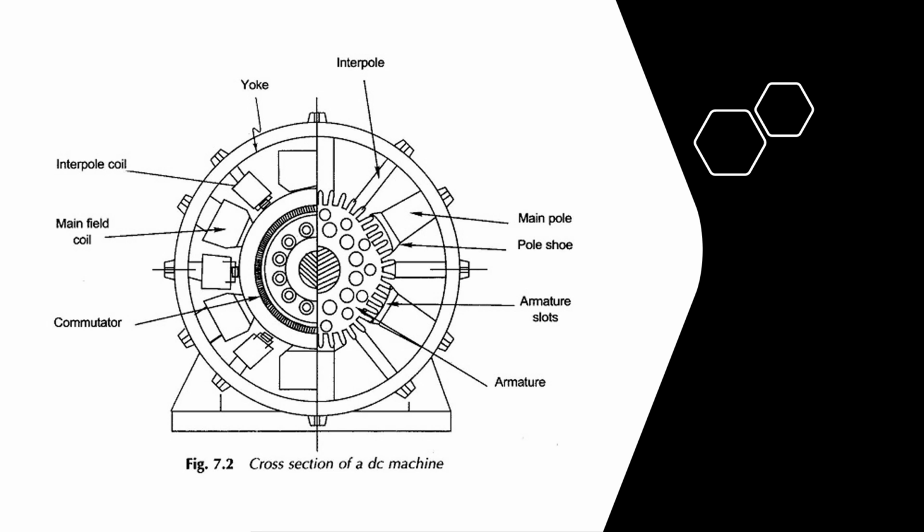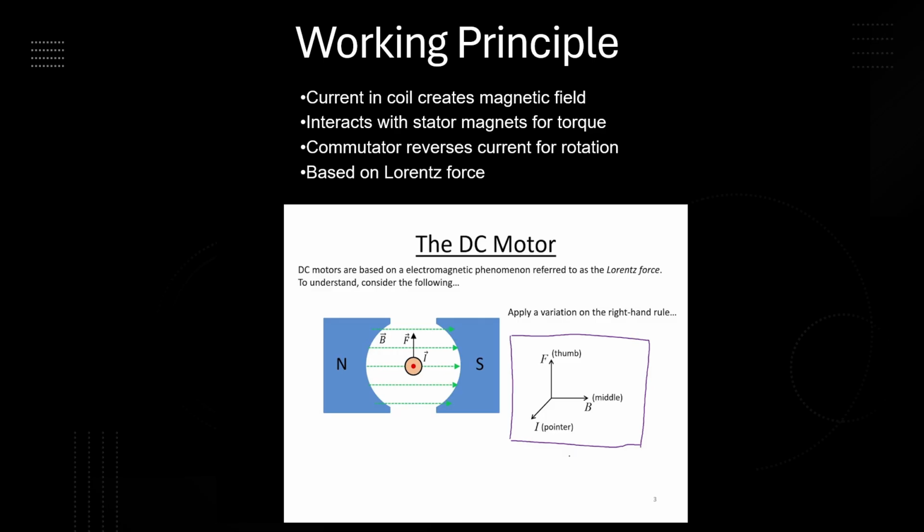Looking at the cross-section of the DC machine here, we can identify two main parts. The stator, which is a stationary part containing the main field poles and coil to produce the steady magnetic field, and the rotor or armature, which is a rotating part where the current flows. The interaction between the stationary magnetic field and the current flowing through the armature is what generates the torque that causes rotation. The exact mechanism that creates motion is based on the Lorentz force.